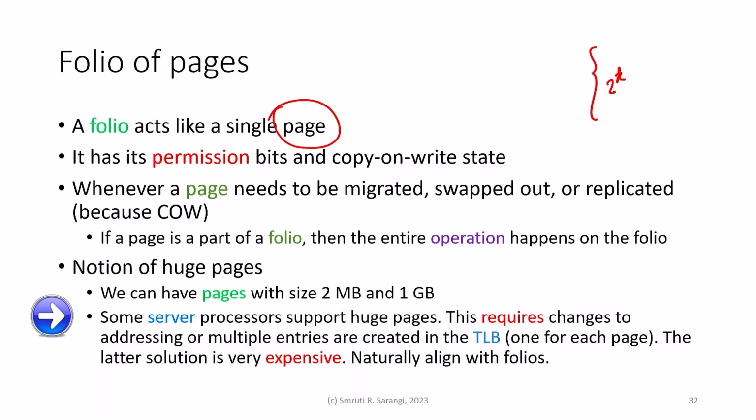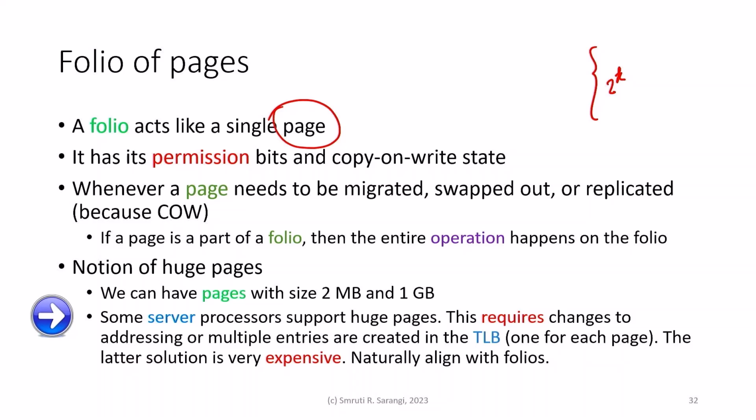So, a folio has a permission. All the pages in a folio share the permission state of the folio. It has a copy on write state, which means that upon a fork, the entire folio is copied. If a byte is written, then a new copy of the entire folio is created. So, whenever there is a need for migration, swapping, replication, everything happens at the level of a folio.